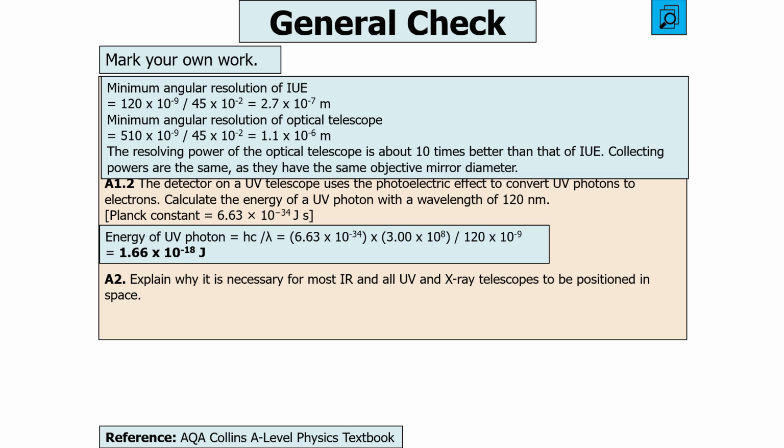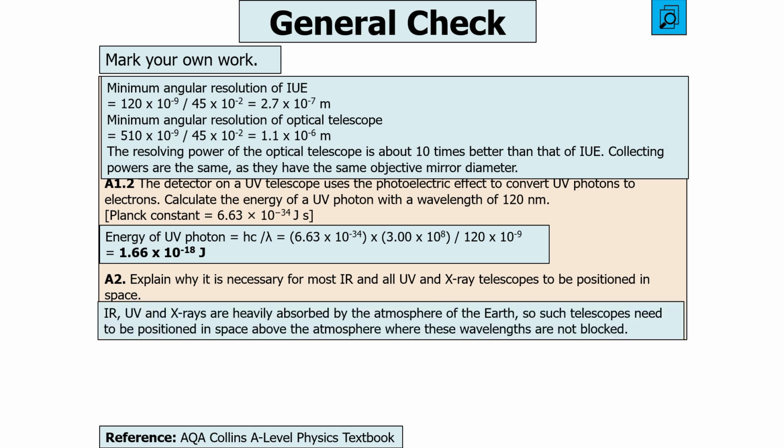Now the energy of the UV photon is E equals hc over lambda, an equation from paper 1. Pop in all the values, convert your nanometers into meters, work it all through, and we get 1.66 times 10 to the minus 18 joules. Now infrared, UV and X-rays are heavily absorbed by the atmosphere of the Earth, so such telescopes need to be positioned in space above the atmosphere where these wavelengths are not blocked.